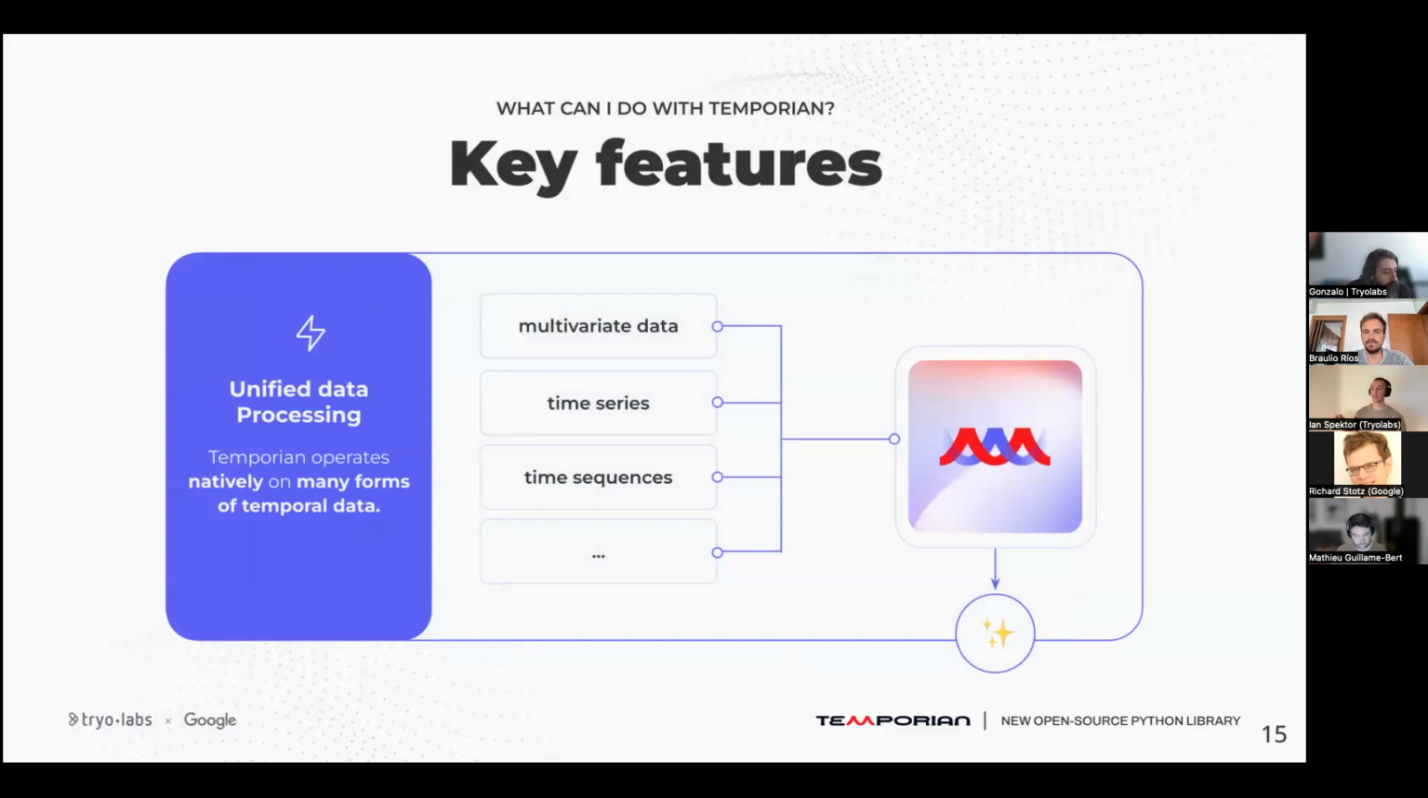Let's now go over the three on the top a bit more in detail. Unified data processing means that Temporian operates natively on many different forms of temporal data, which means that all forms of temporal data are represented in the same way inside the library. By temporal data, we mean basically any data where records or rows have a timestamp attached to them and where that's important to the problem that you're solving. So it could be multivariate data, it could be time series data, which is the simplest case, it could be time sequences, etc. And that all is represented in Temporian in the same way and treated in the same way. Richard will go over this in detail in a couple of slides.